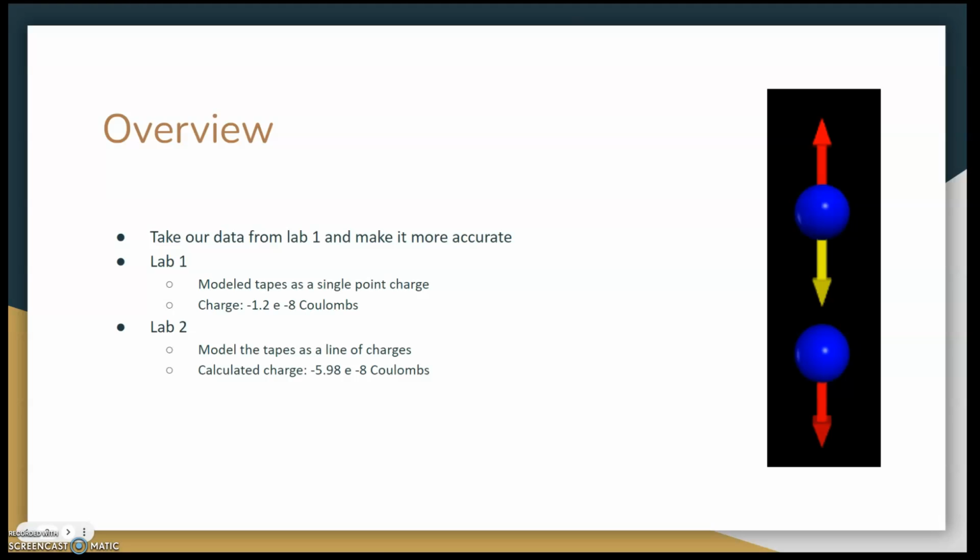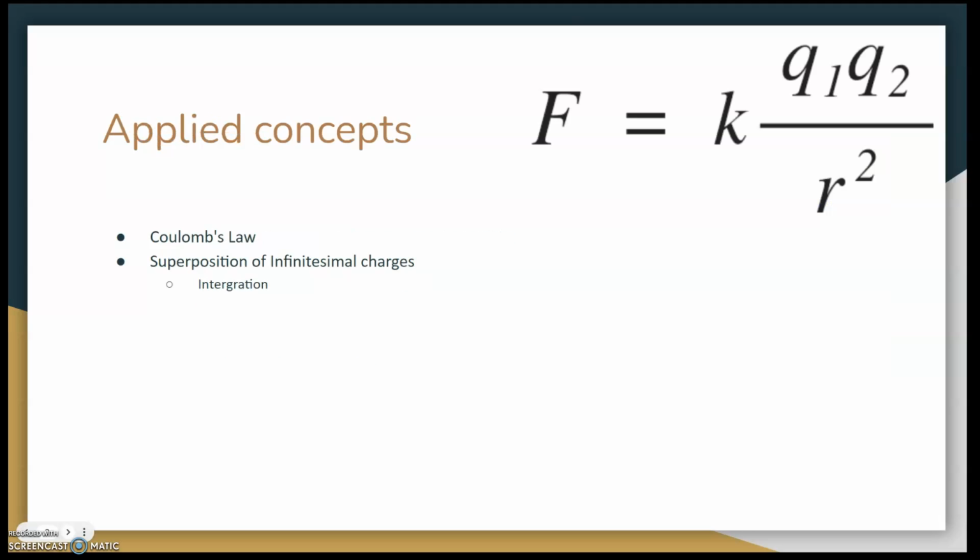For Lab 2, we do the same basic procedures, but for the online portion, we instead model it as a line of charges, with a calculated charge of negative 5.98 times 10 to the negative 8th coulombs. So some of the applied concepts are Coulomb's law, F equals kq1q2 over r squared, which relates electric fields and forces of two charges that are far apart from each other, and the superposition of infinitesimal charges, which is just the integration across the area of an object.